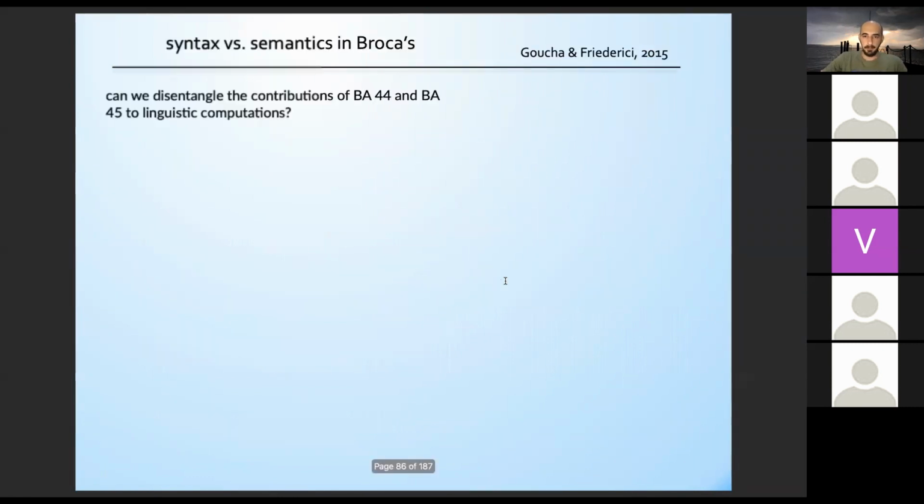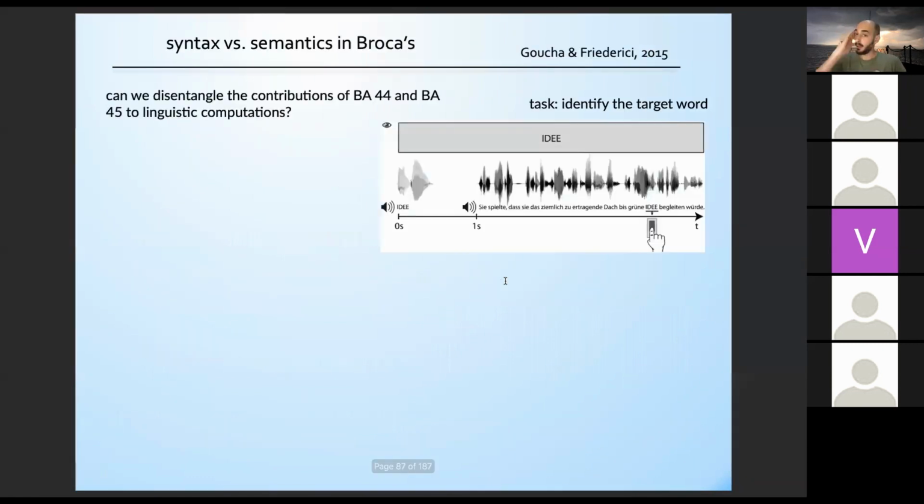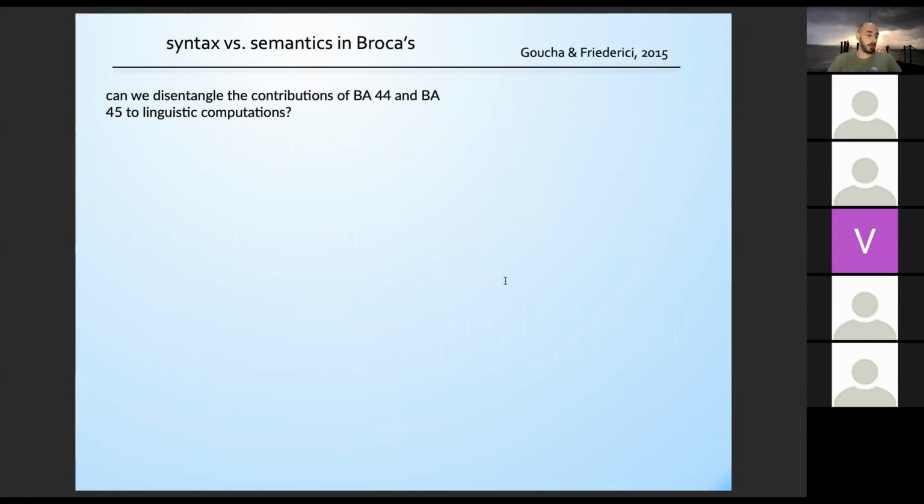Okay, so the question we're going to start from today is a question asked by Thomas Gucha and Angela Federici, who did this research some 5 years ago. And this is one of my favorite papers in neurolinguistics. Every time that I see Thomas, I always tell him, this is a very, very beautiful experiment and a very, very beautiful paper. So please bear with me.